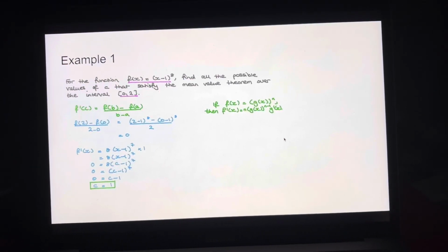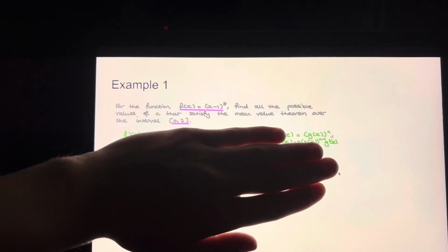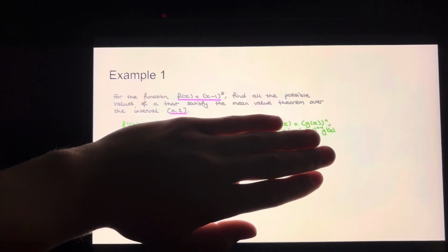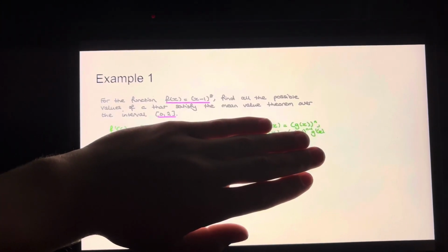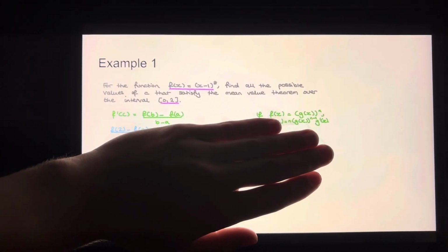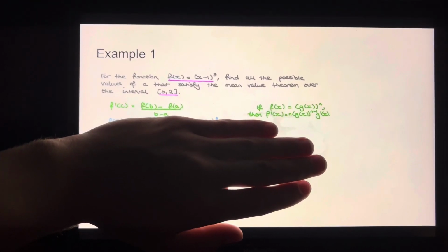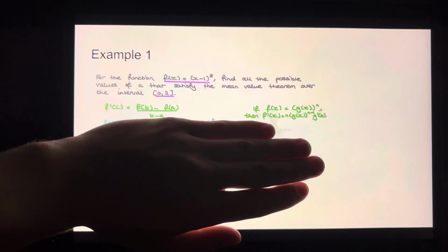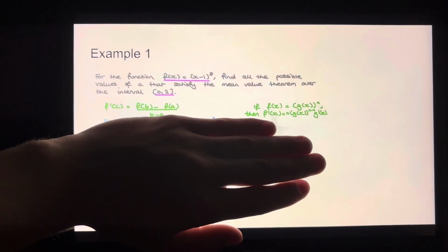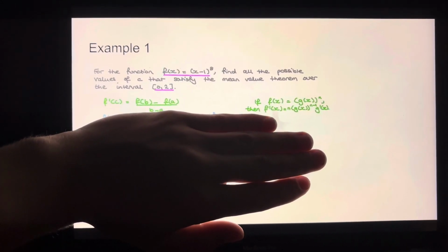So for our first example here, for the function f(x) = (x - 1)^8, find all the possible values of c that satisfy the mean value theorem over the interval 0 to 2. So we can write it like this. This is the way we're going to write it in the end. And if f(x) = g(x)^n, then the derivative f'(x) equals n times g(x)^(n-1) times g'(x). It's just another way that we know we can write that.